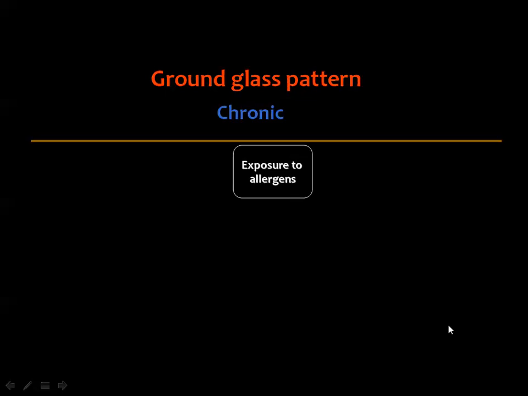Then the ground glass pattern: we have described the acute form, which means some types of pneumonia, some types of pulmonary hemorrhage, and we also said some words about acute respiratory distress syndrome. And if the ground glass pattern is chronic, and the patient is known to be exposed to allergens, then you are dealing with hypersensitivity pneumonitis.